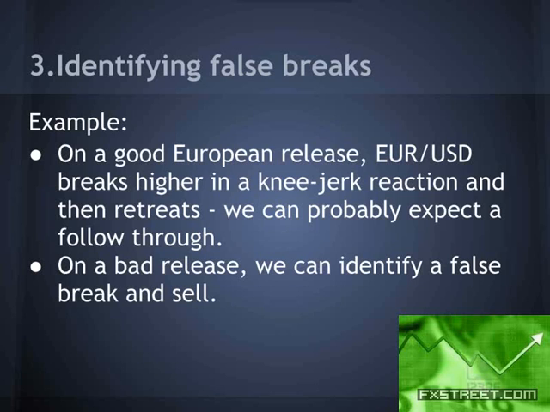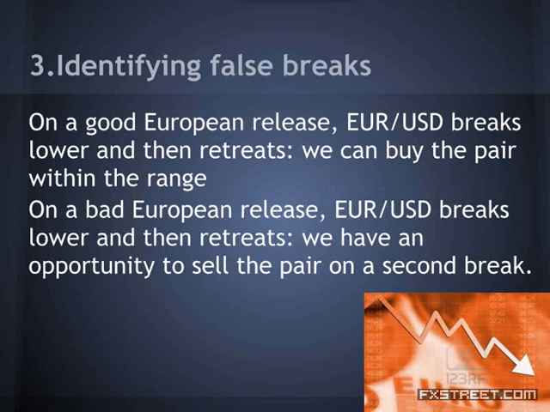And if we have a good European release and euro-dollar surprisingly breaks lower and then retreats, it's probably a false break. There's a higher chance that it's a false break because we had a good figure, and then we can buy the pair within the range and trade it higher. And on a bad European release, if euro-dollar breaks lower and then retreats, I have an opportunity to sell it. Basically, I covered all the cases, but the points are clear.